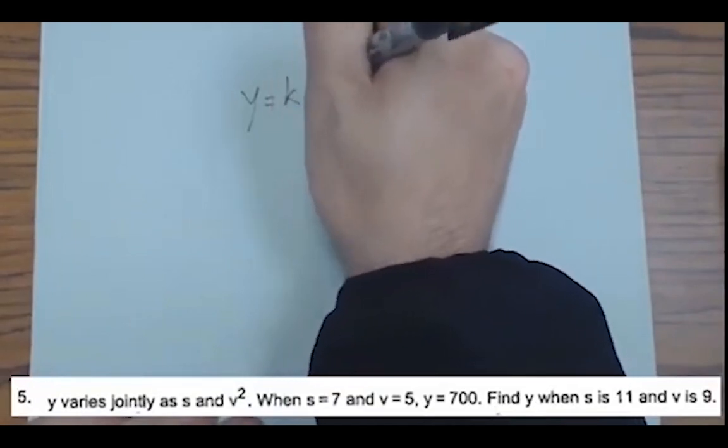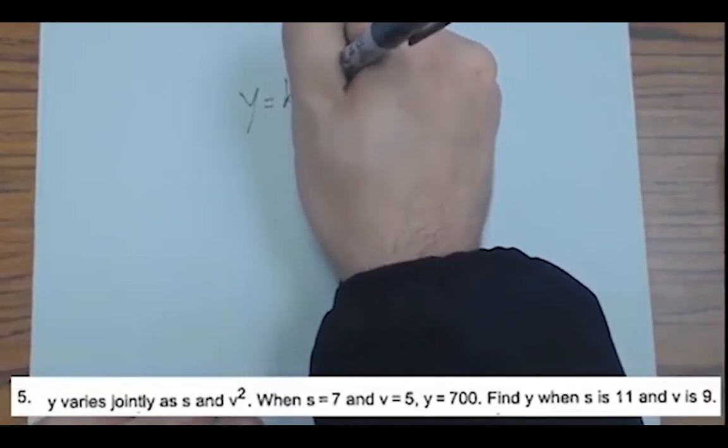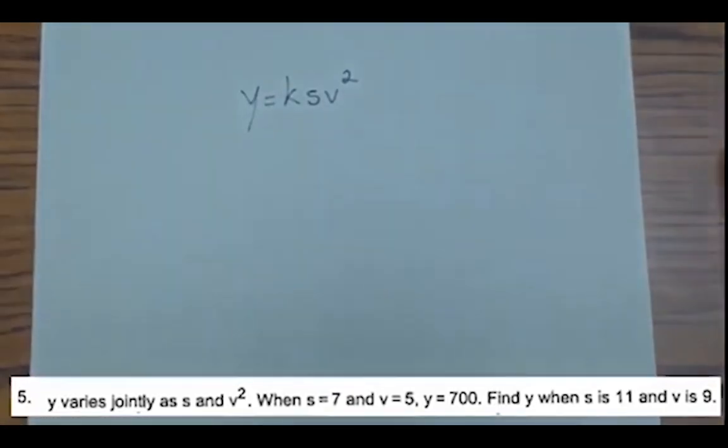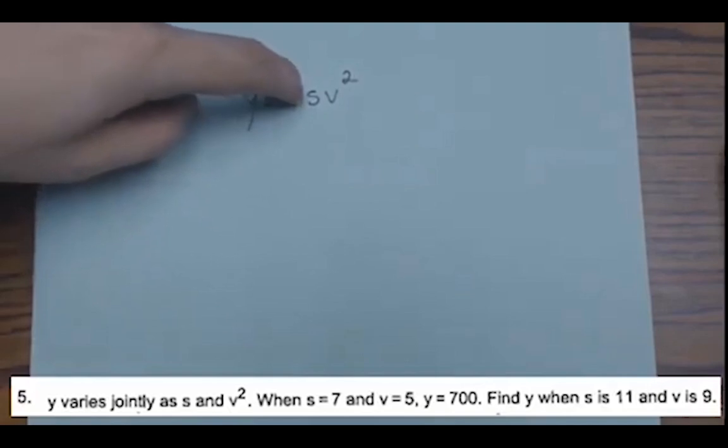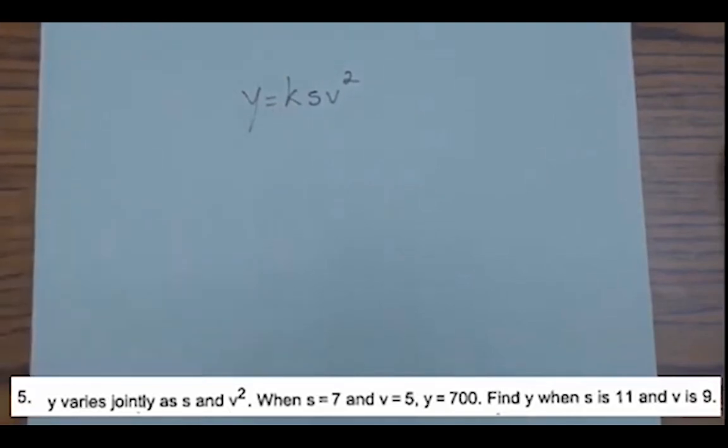So in number 5, y varies jointly as s and v squared. Y varies jointly as s and v squared. So joint variation is just more than 1. We can also have combined variation. And combined would be if we have direct and inverse, if we have multiplying stuff and dividing stuff.